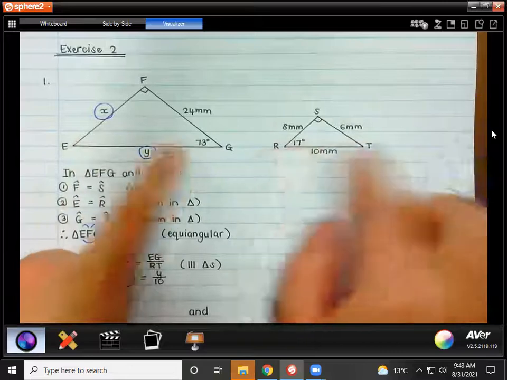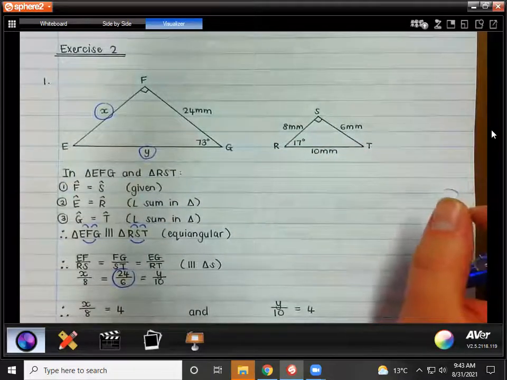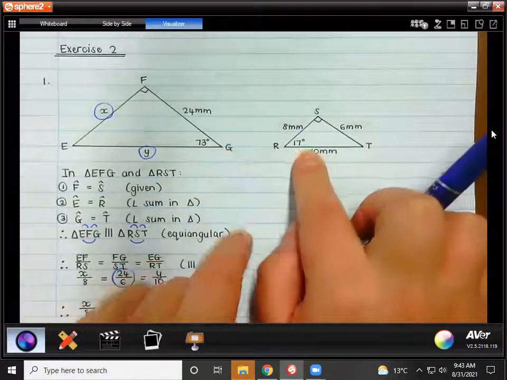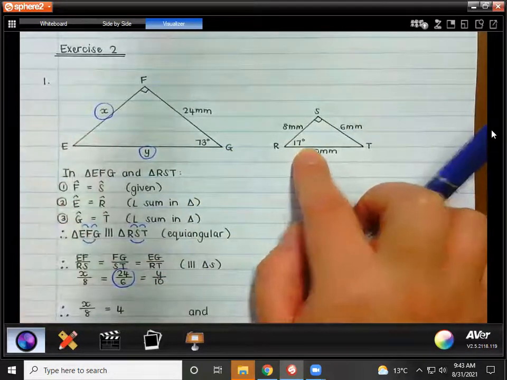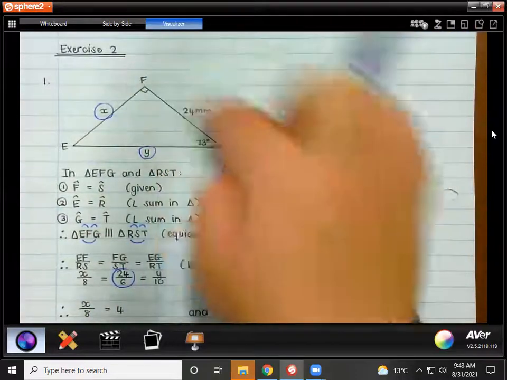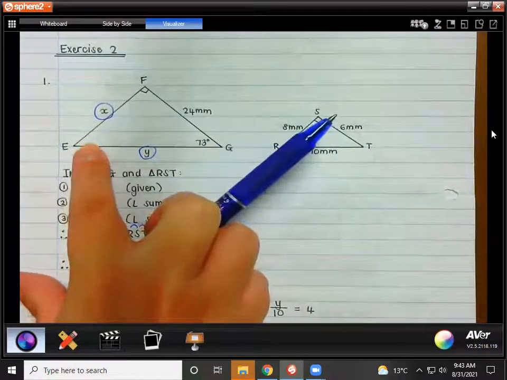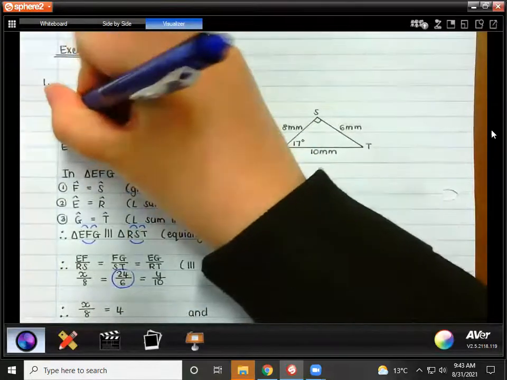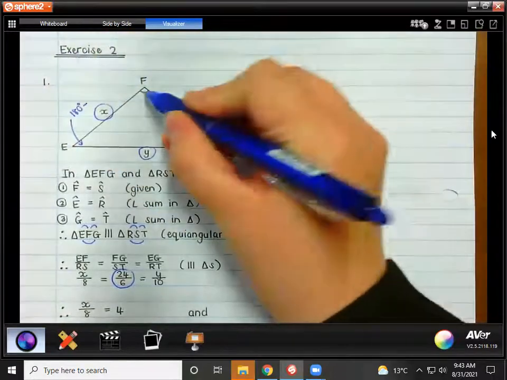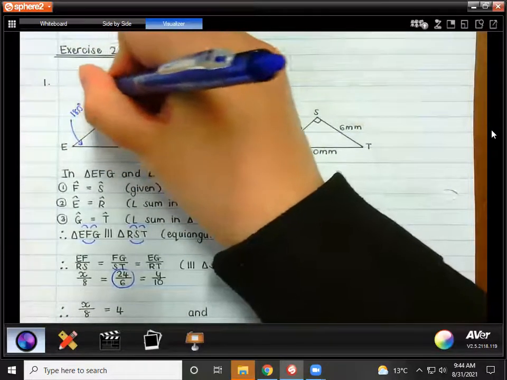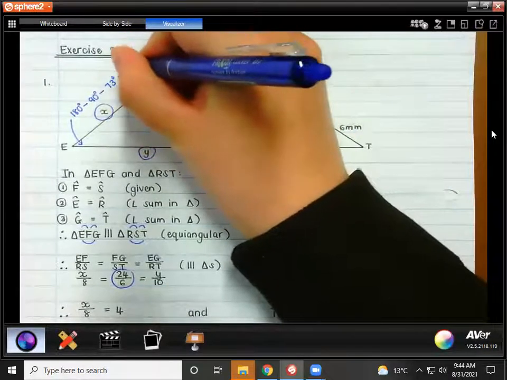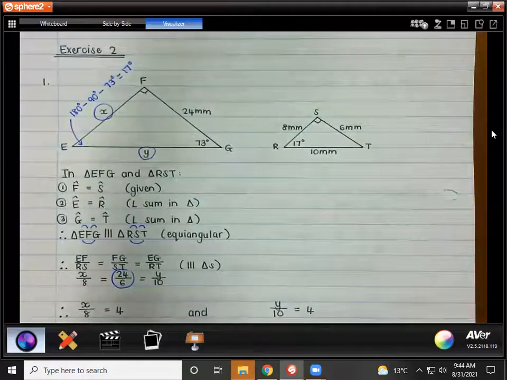Now, if we look at the other angles, we don't have other angles that are equal. We have a 73-degree angle there, but we don't have 73 degrees over here. We have a 17, but we don't have a 17 there. But guys, we have two angles here, so we can easily find the third one. Angle E is going to be 180 minus 90 minus 73. If you type that into the calculator, you will get 17 degrees for that angle.